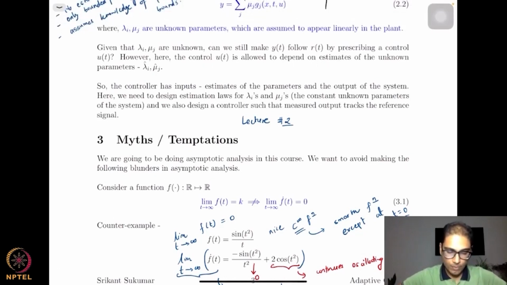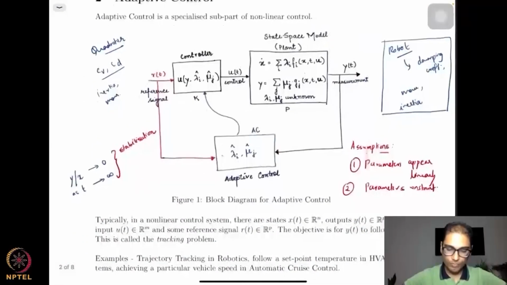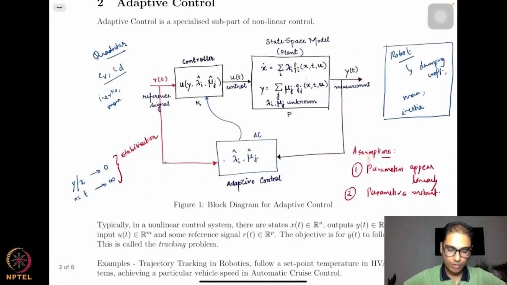So until last time, we had looked at an introduction of adaptive control. We saw what these building blocks mean. There is a state space model block, there is a controller block, but in addition there is also an adaptive control block, right? The purpose of this adaptive control block was to estimate these unknown parameters in the system.